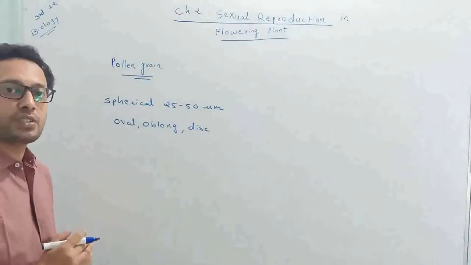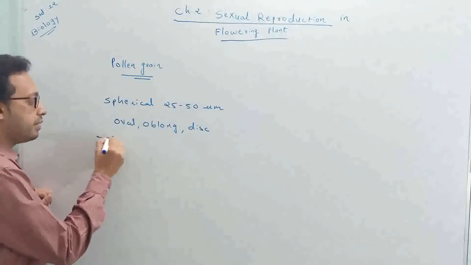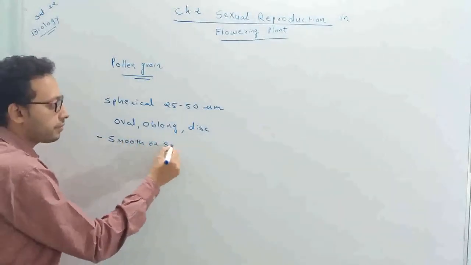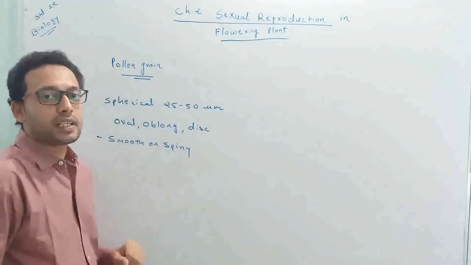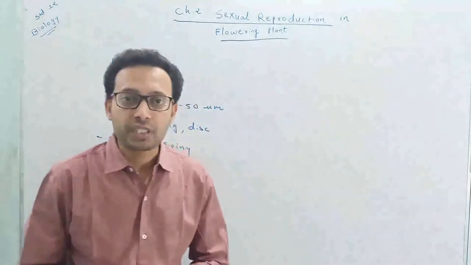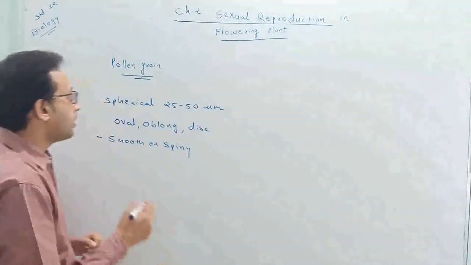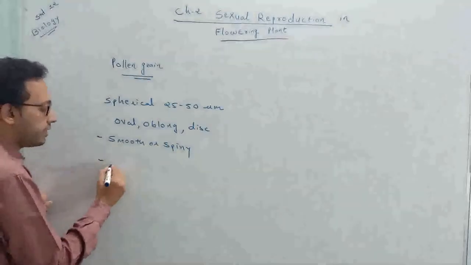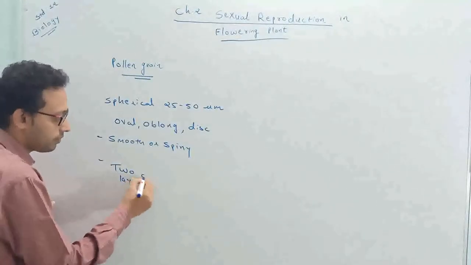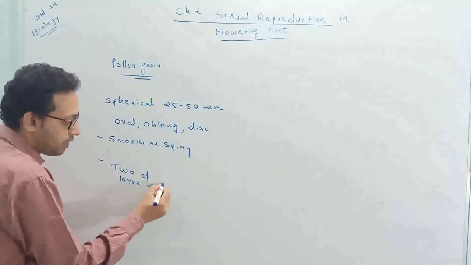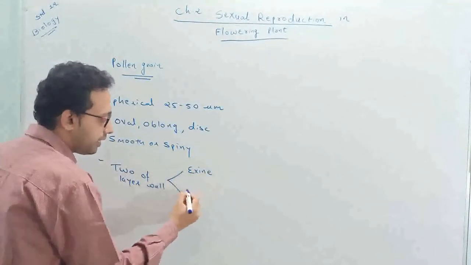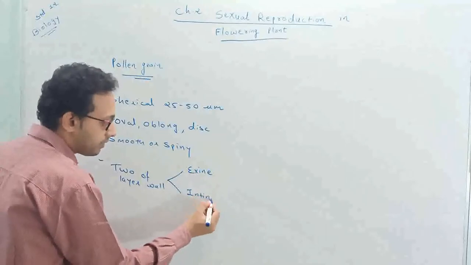If you see the surface of a pollen grain, the surface may be either smooth or spiny. It looks like particles of dust. Usually it's yellowish in color. The cell wall of this pollen grain consists of 2 layers. The outer layer is called exine. The inner layer is called intine.